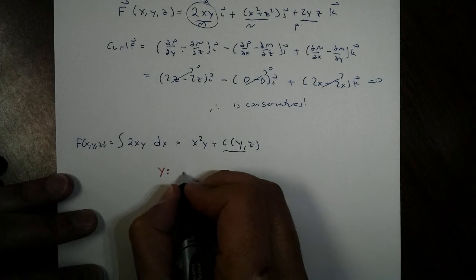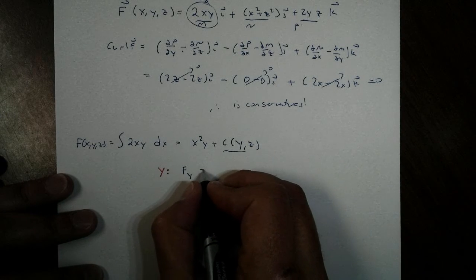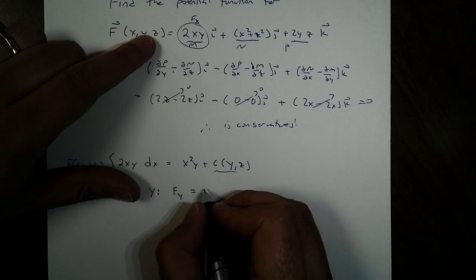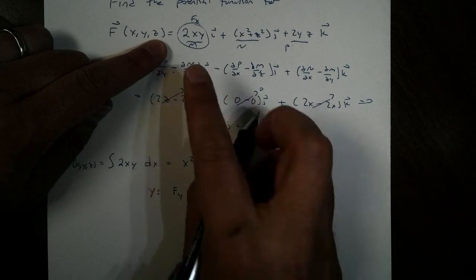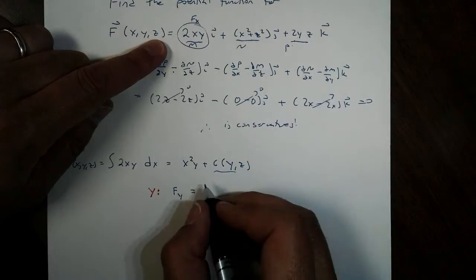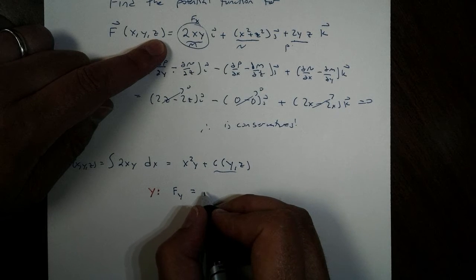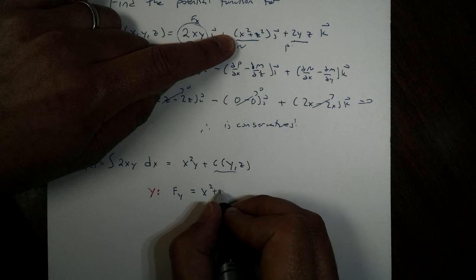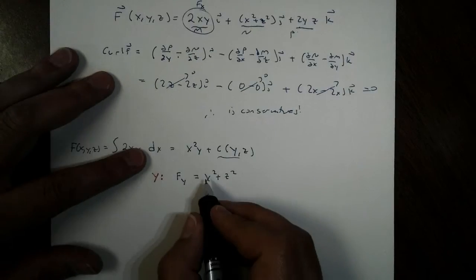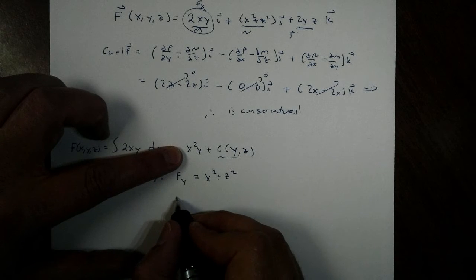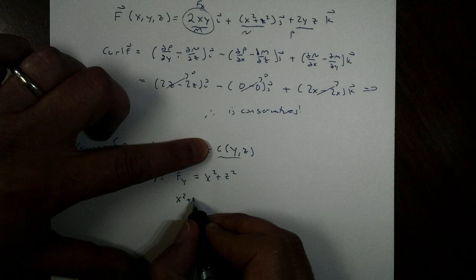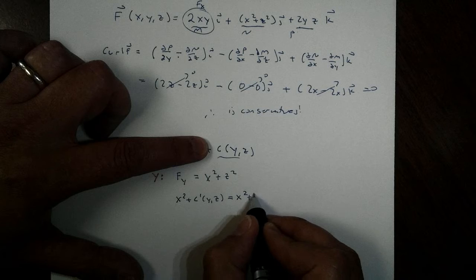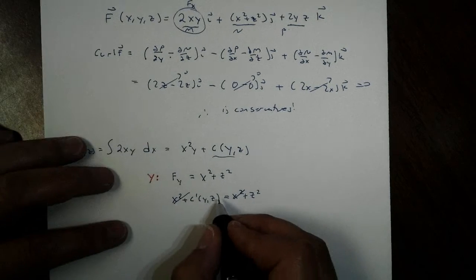From my function, I can take the derivative with respect to y, and that's going to equal, from my vector field, the component with respect to y. So I know that this is going to equal, with respect to y, that's this one, x squared plus z squared. So when I take my derivative with respect to y, I'm going to get x squared plus c prime of y, z, and that's going to equal x squared plus z squared. The x squareds cancel out, and I can actually solve this.